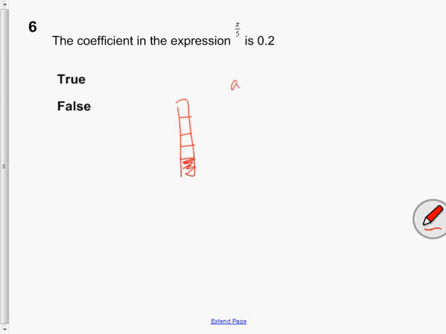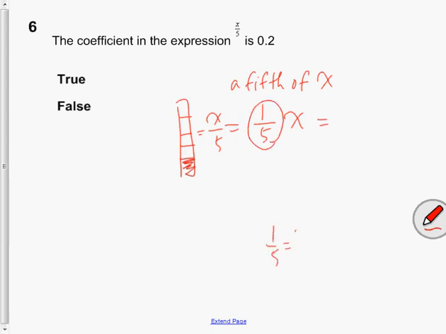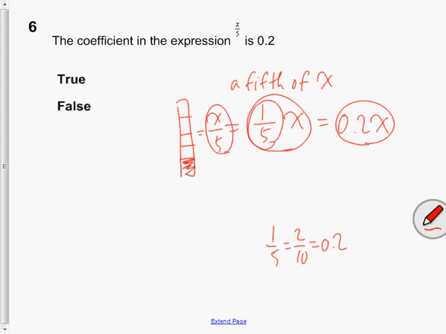So one way to think of it is x over 5, or a fifth of x. And if I think of a fifth as a decimal, a fifth is the same thing as 2/10, which is the same thing as 0.2, which means this, this, this, and this all express the same amount. So yes, the answer is true.